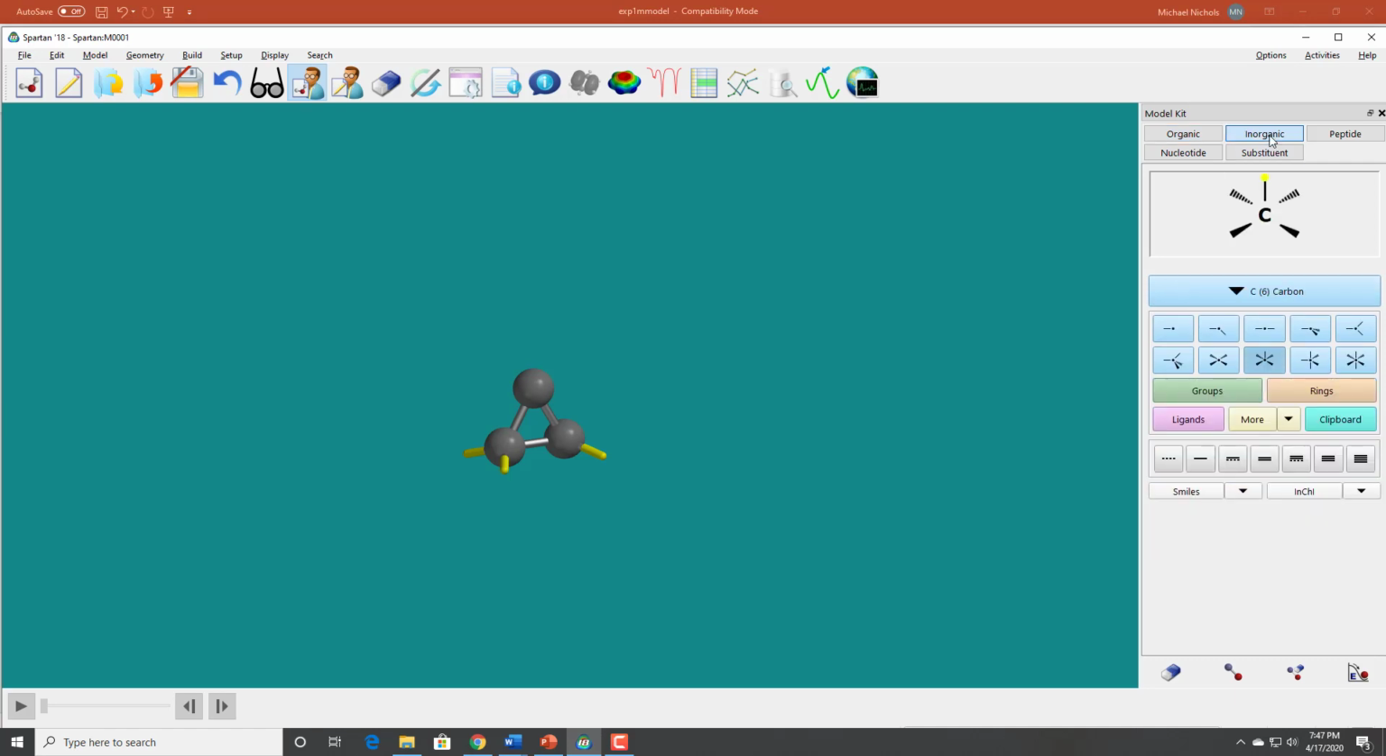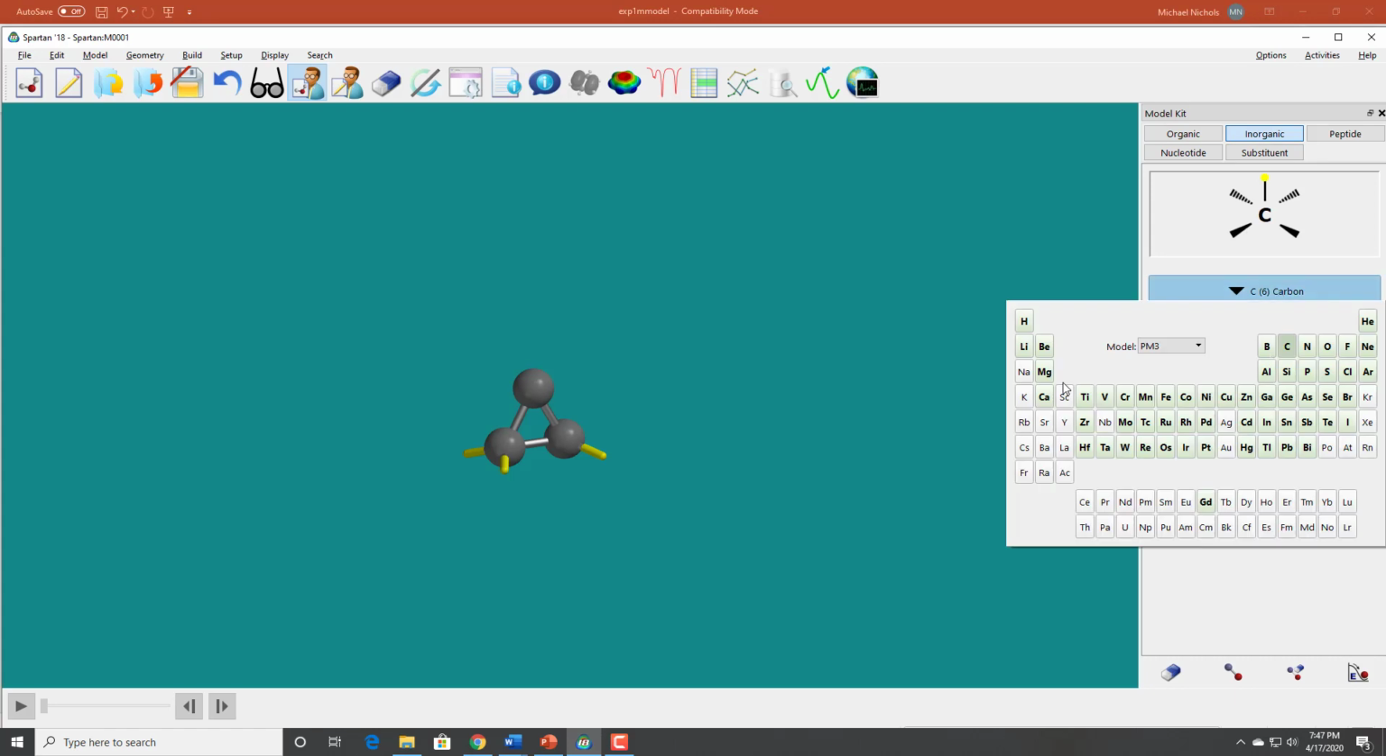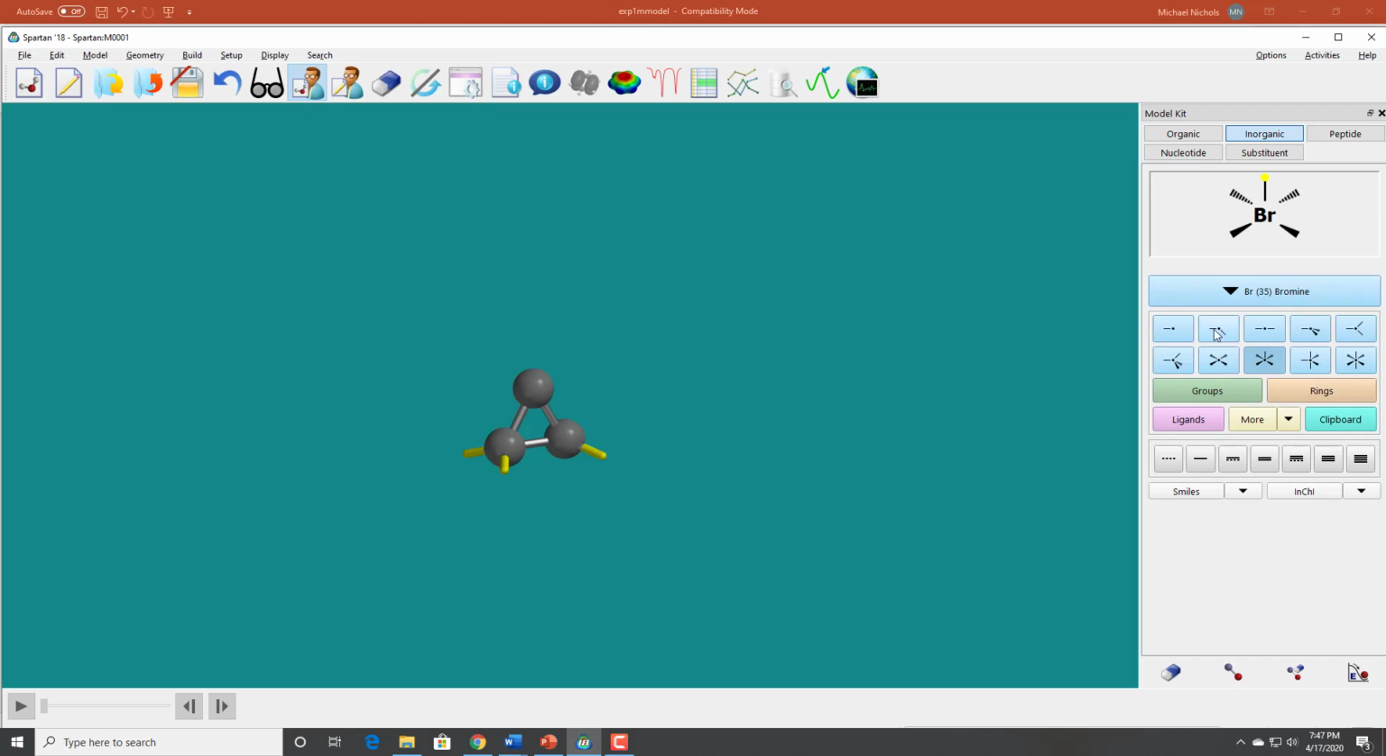Let's go to the inorganic mode, because normally bromine only has one bond. Let's choose a bromine. But now let's make the bromine have two bonds. Now let's go back and see if it will let me do this. Beautiful. So I can mutate things by simply making sure that the number of bonds matches up.